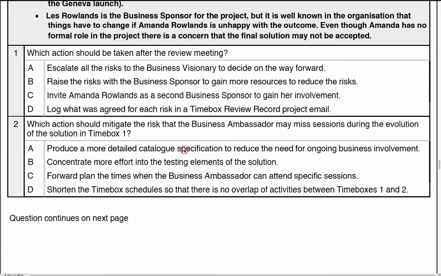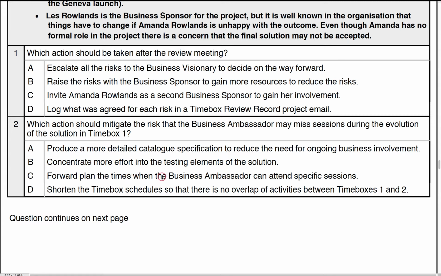Produce a more detailed catalogue specification to reduce the need for ongoing business involvement. Well, this goes against the whole grain. This does not work. We don't want to specify a detailed spec up front. The whole point is to have the business involved and evolve the right solution, so that's out. Concentrate more effort into testing the elements of the solution. Well, that shouldn't reduce anything about the ambassador. It's got nothing to do with the ambassador not being around or not. So that's a dud statement in this case, not related to the question. 3. C, I beg your pardon.